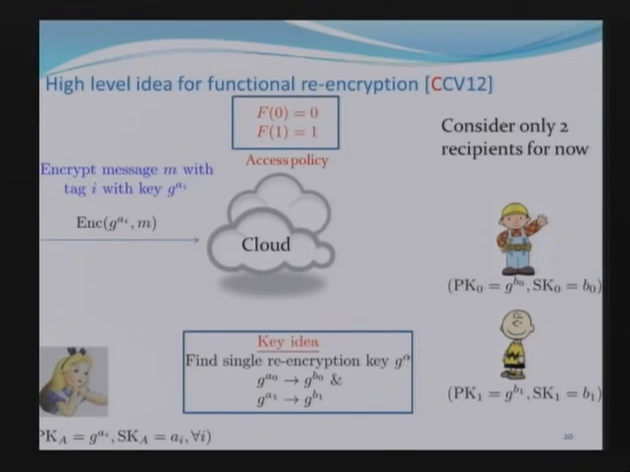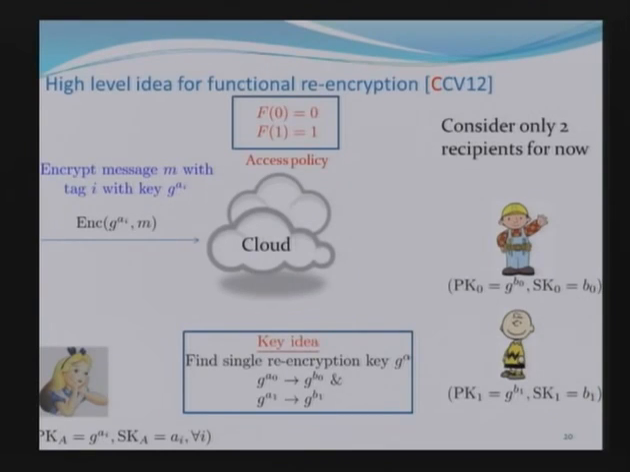Okay? Now, the cloud, irrespective of what the ciphertext is encrypted under, is going to use a re-encryption key g to the alpha and perform some operation, and out is going to come an encryption of the same message under g to the b0 if the incoming ciphertext were tagged with 0. If it were tagged with 1, out comes a ciphertext encrypted with g to the b1.